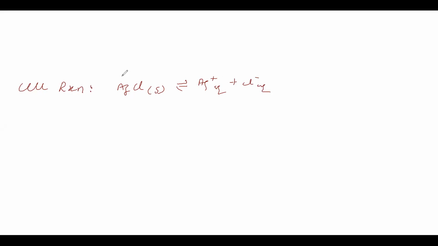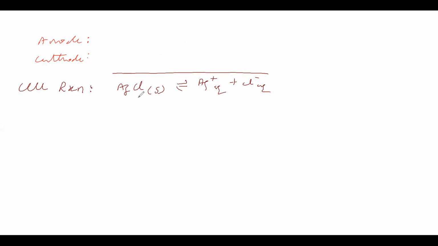For this cell reaction we have to write the anode and cathode. What will be the cathode and what will be the anode? That we have to see. Is this Ag plus available from the anode or the cathode?